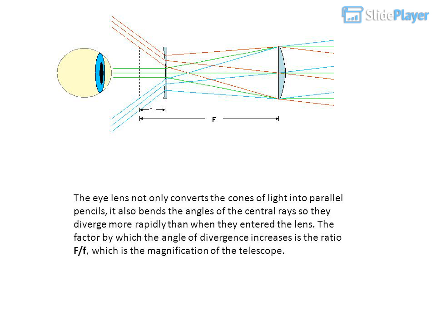The eye lens not only converts the cones of light into parallel pencils, it also bends the angles of the central rays so they diverge more rapidly than when they entered the lens. The factor by which the angle of divergence increases is the ratio f/f', which is the magnification of the telescope.